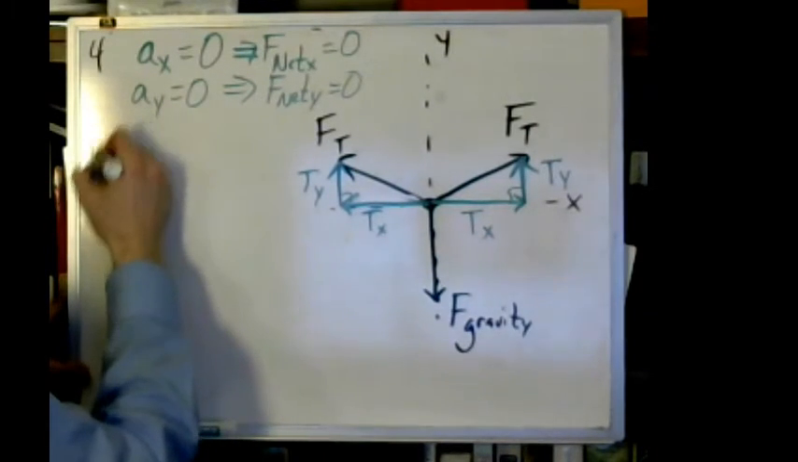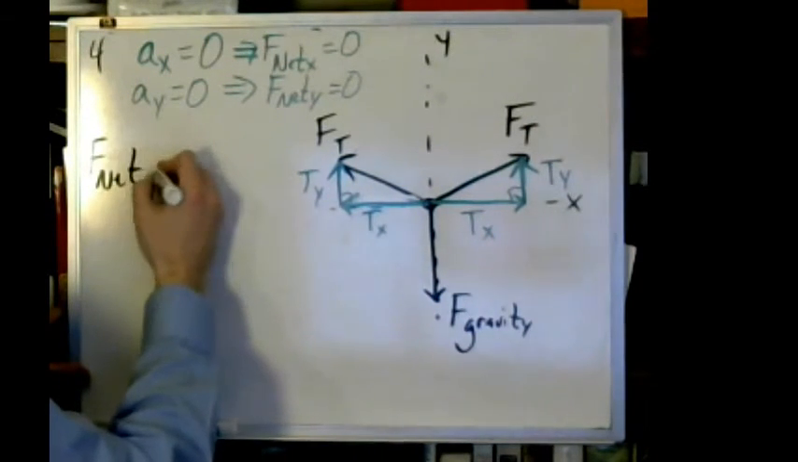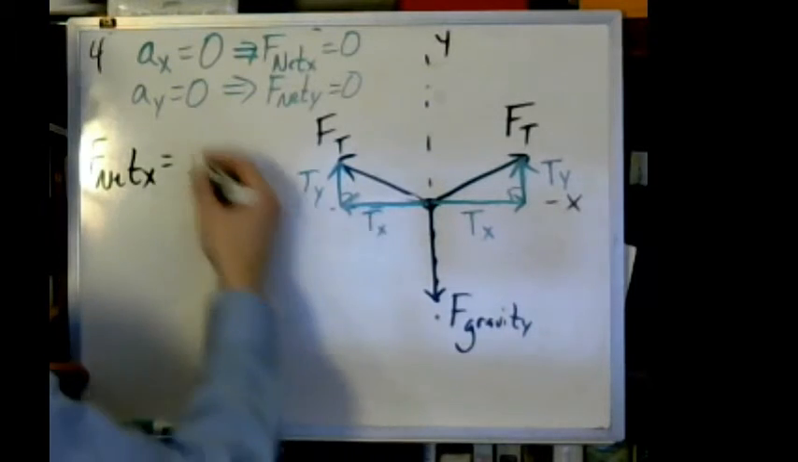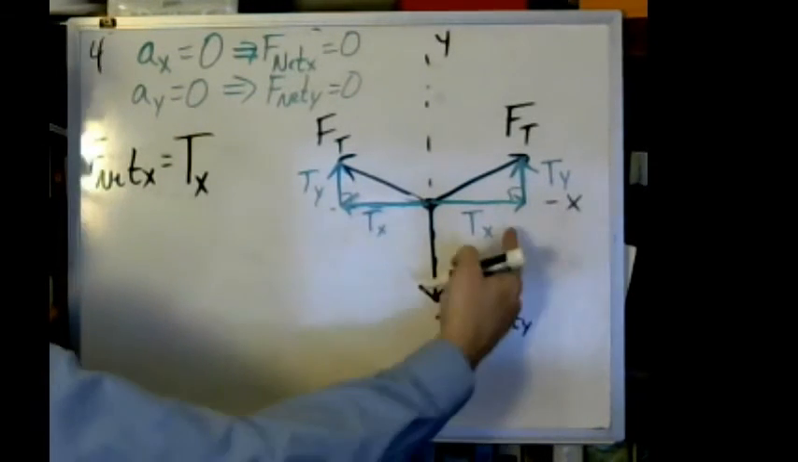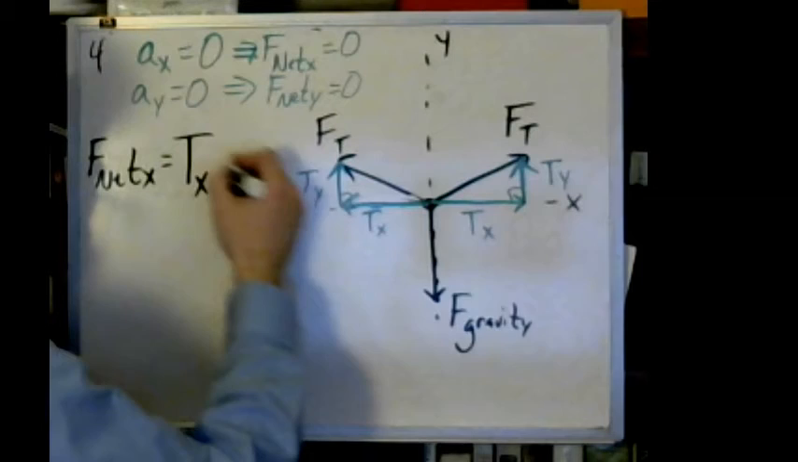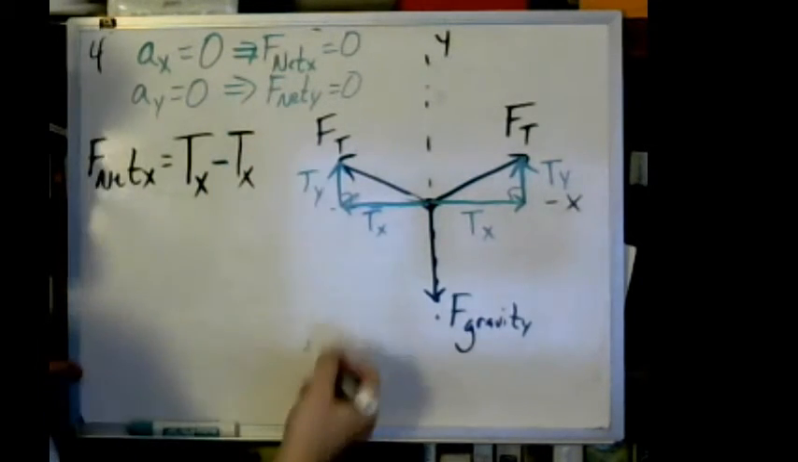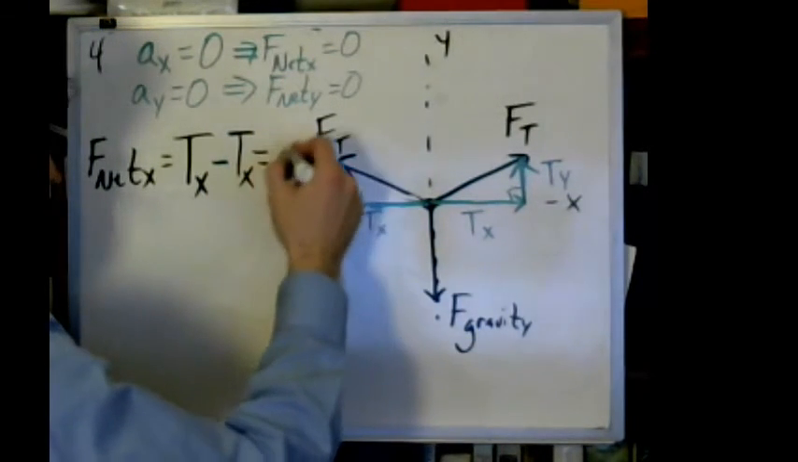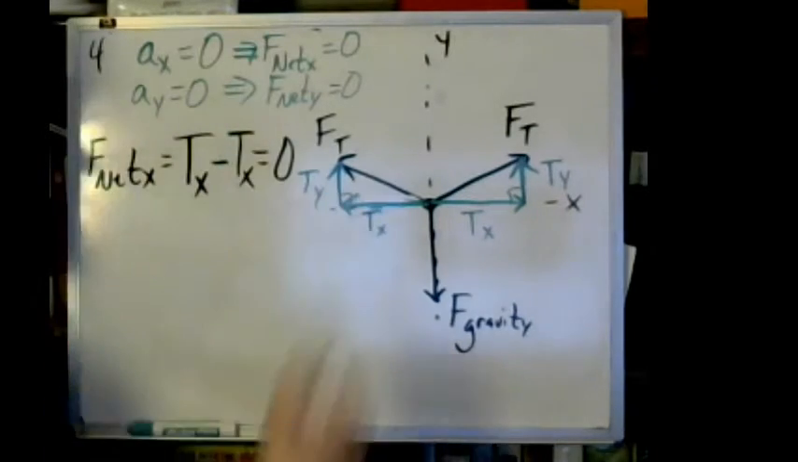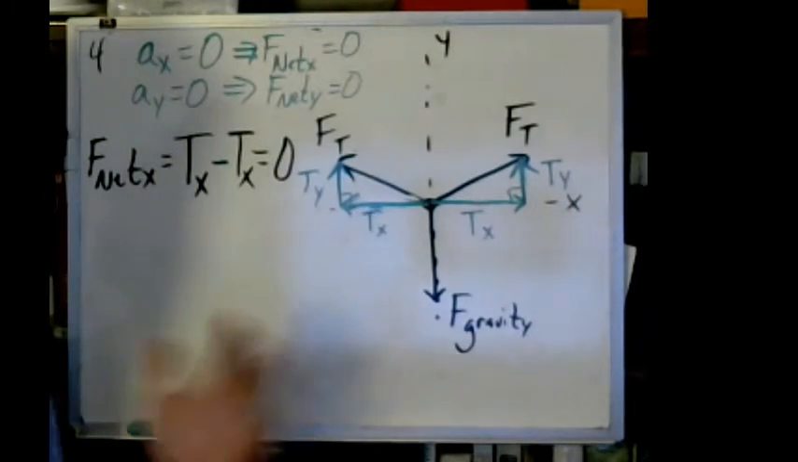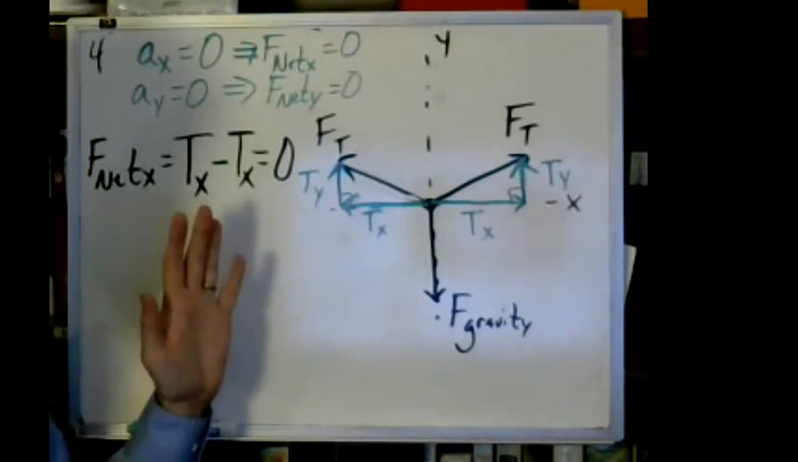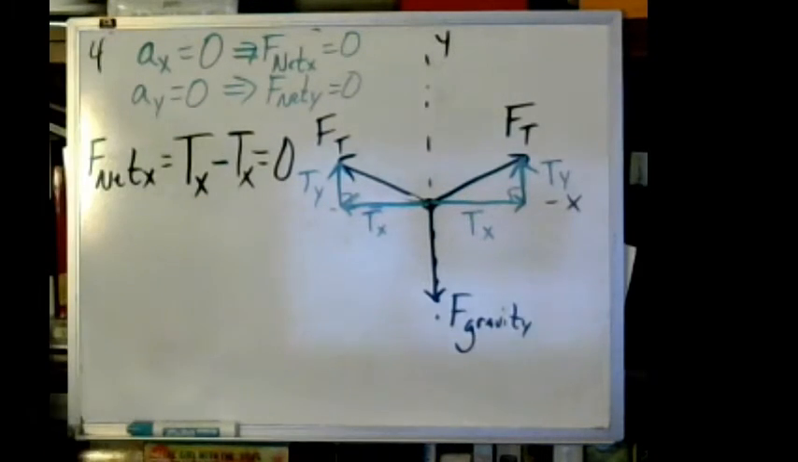Writing out our equations, F net in the x direction, we have two of them. We have the tension to the right minus the tension to the left. We know that these have to be the same thing because we know we cannot have any acceleration. We don't have acceleration to the left or right, so the forces have to balance out.